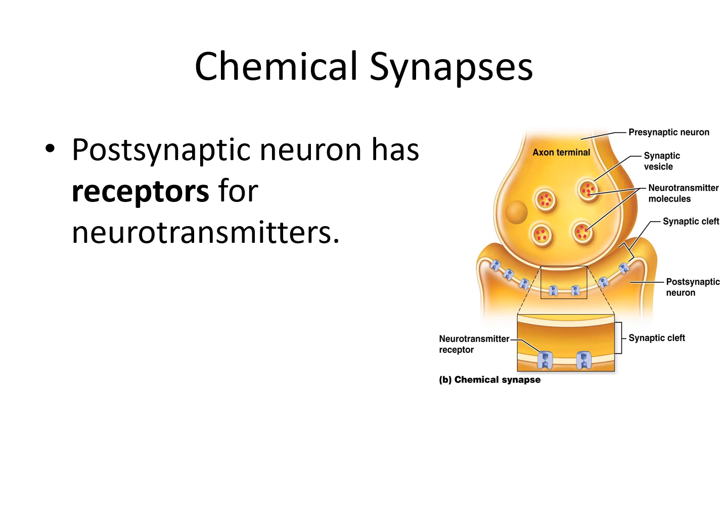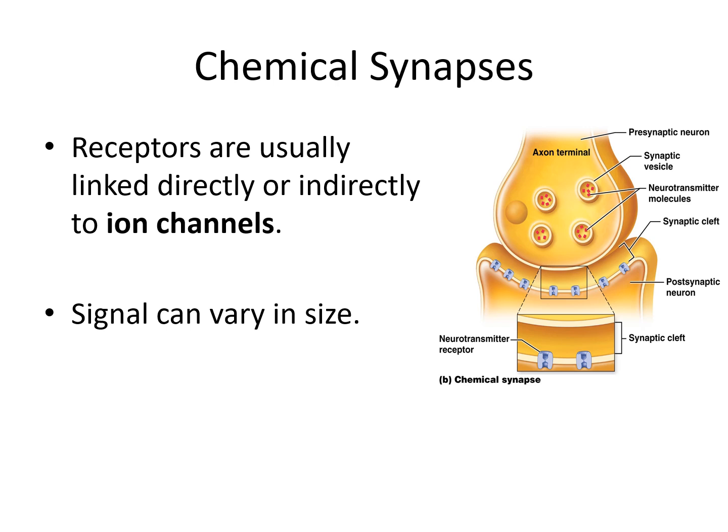The postsynaptic neuron has receptors for the neurotransmitters. In the neuromuscular junction, it was the acetylcholine receptor. Many of these act as channels. Receptors are usually linked directly or indirectly to ion channels. What do we mean by directly or indirectly? Directly means that the channel is part of the receptor itself, like the acetylcholine receptor. Indirectly means that the channel is separate from the receptor. And the signals can vary in size.